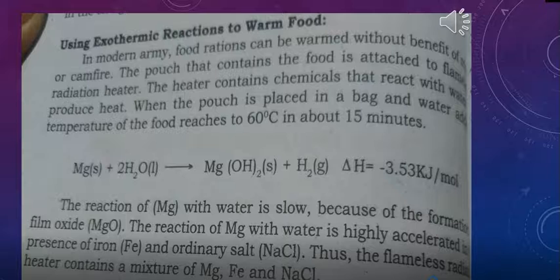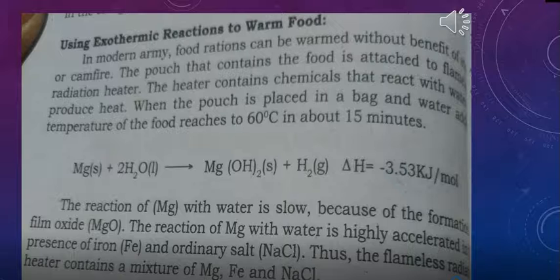When the pouch is placed in a bag and water is added, the temperature of the food reaches 60 degrees centigrade in about 15 minutes. So what is the basic mechanism behind the formation of this exothermic reaction? Basically, we have certain chemicals in the heating pouch. When we add water, the chemical reacts with the water and gives you an exothermic chemical reaction, and that generation of heat results in the warming of the food.